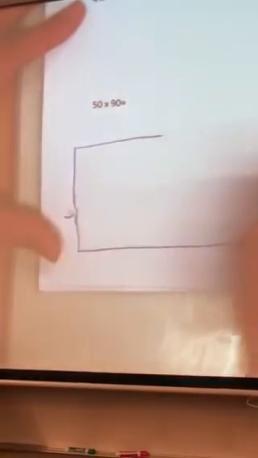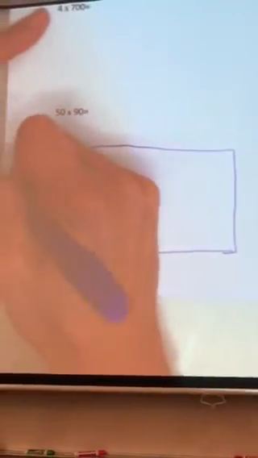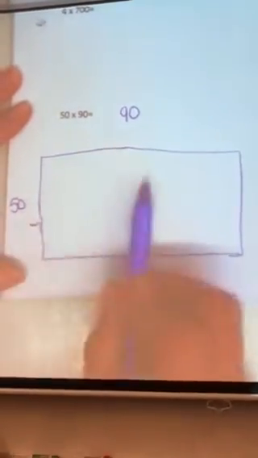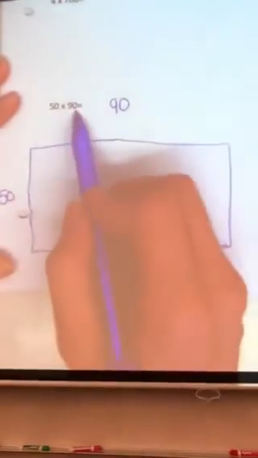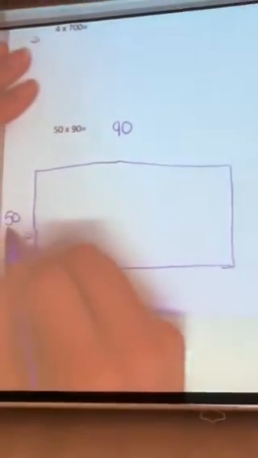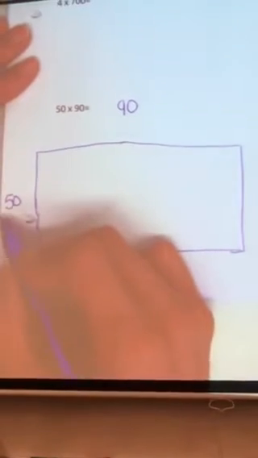If I were to do 50 times 90, if I were to do my drawing, I would draw my rectangle, and I would label this side 50 and this side 90. This is a 50 by 90 rectangle, which is how we find the answer to a multiplication equation. And then I would look at 50, and there's no way I want to draw 50 lines here. And so I'm going to pull out the tens.